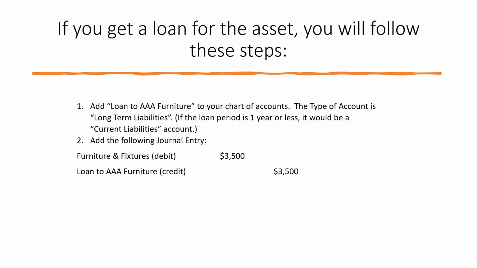If you get a loan for the asset, you will follow these steps. Add loan to AAA Furniture to your chart of accounts. The type of account is long-term liabilities because the loan period is 1 year or more. If it is 1 year or less, you would code it as a current liability. And then you're going to add the following journal entry.